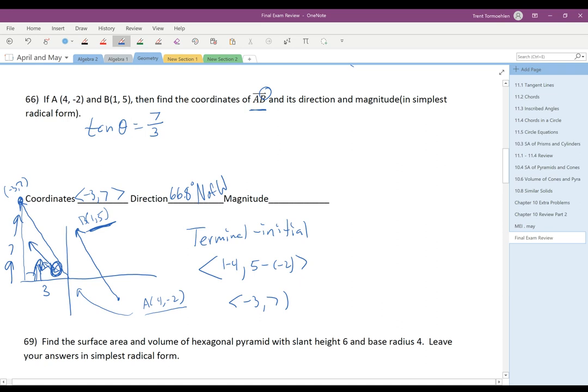And then the magnitude is just the length, and so that's the easiest one to find. Our magnitude is just going to be the square root of 3 squared plus 7 squared. It's just applying the Pythagorean theorem, right? You do 3 squared plus 7 squared equals m squared and go from there. And so that's going to give me the square root of 58. It asks for it in simplest radical form, and so the answer is just the square root of 58.